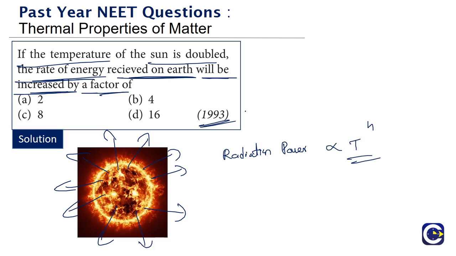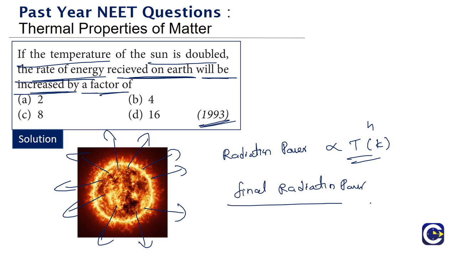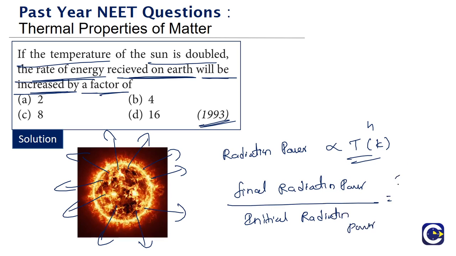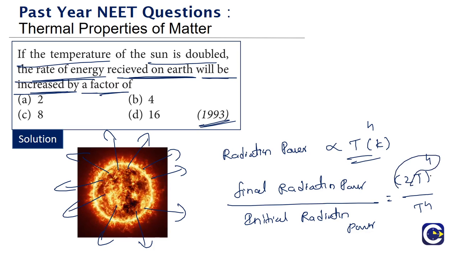Of course, here we should take the temperature on the Kelvin scale, that we should keep in mind. If the temperature of the sun is doubled, they are doubling the temperature, which means what? The final radiation power by initial radiation power will be equal to what? Final temperature is twice, right? So it will be 2T power 4 divided by T power 4, which means what? The 2 power 4 will be remaining, T power 4 is cancelled. So what is it? 2 power 4.